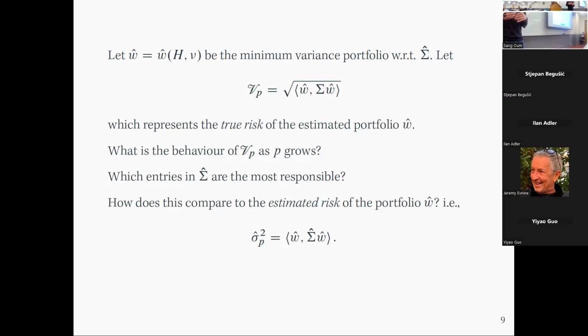You can also ask which entries of the estimated covariance matrix sigma hat are most responsible for whatever behavior is going to manifest itself. And finally, you could make a direct comparison to something that we do know in practice, which is estimated risk. The quantity on the bottom, sigma hat P, we know in practice. We can take the estimated portfolio W hat and compute that quadratic form, because in the middle sits an estimated covariance matrix sigma hat. So that is what we think the risk is. And up on top, VP is the unknown true risk. Those are the two quantities in this mathematical characterization of the Markowitz Enigma that I want to focus on.